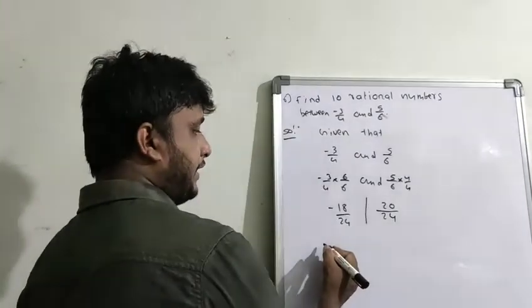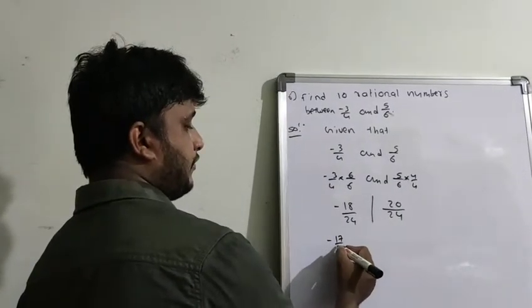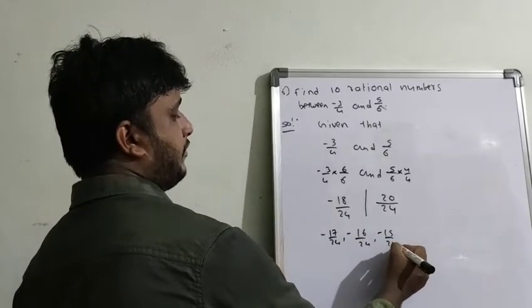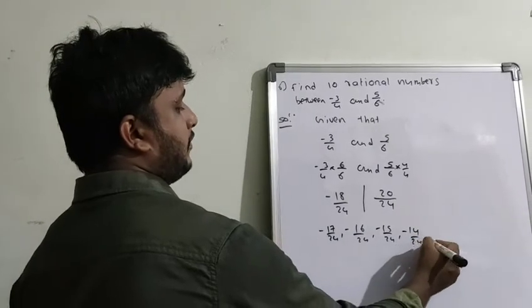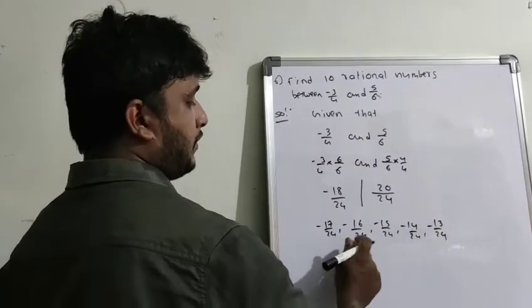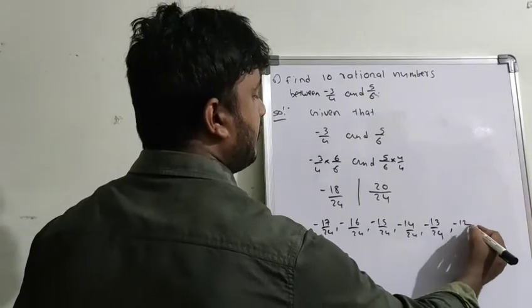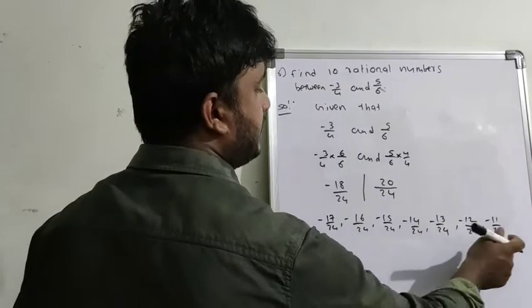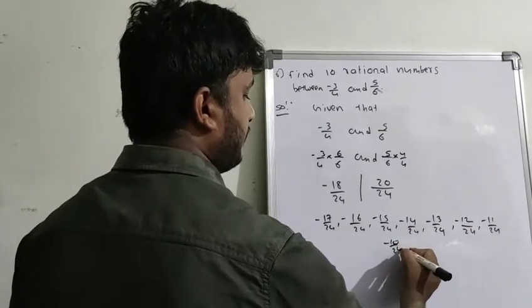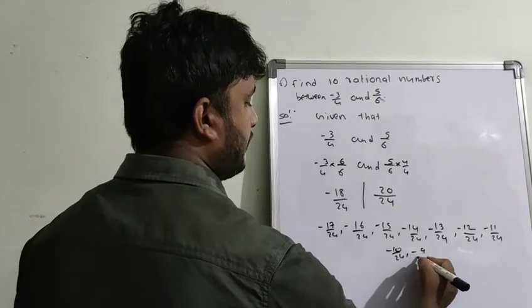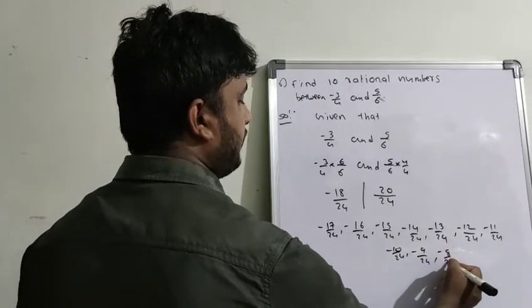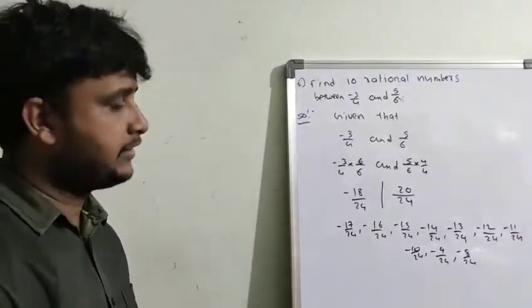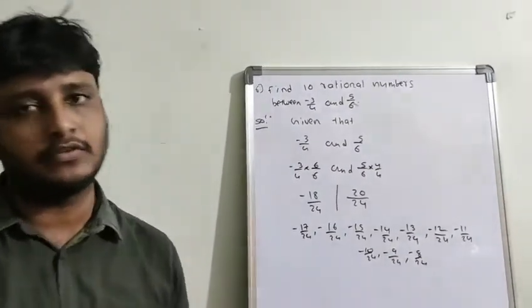So I will write -17 by 24, -16 by 24, -15 by 24, -14 by 24, -13 by 24, 1, 2, 3, 4, 5. Okay. -12 by 24, -11 by 24, -10 by 24, -9 by 24, and -8 by 24. Count: 1, 2, 3, 4, 5, 6, 7, 8, 9, 10. Yes, that's it. And this is the way you have to write the rational numbers between given fractions.